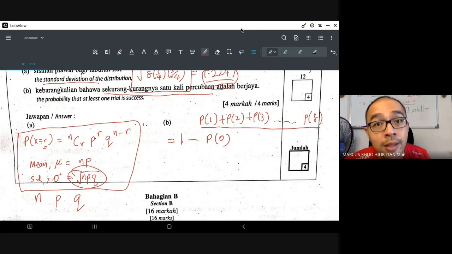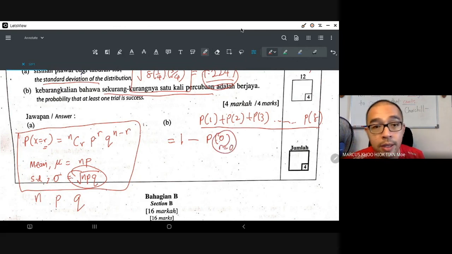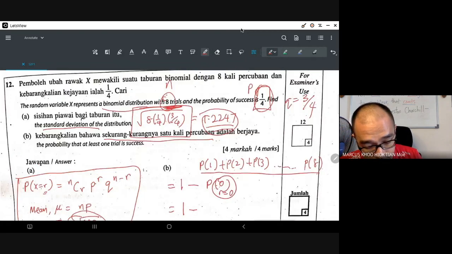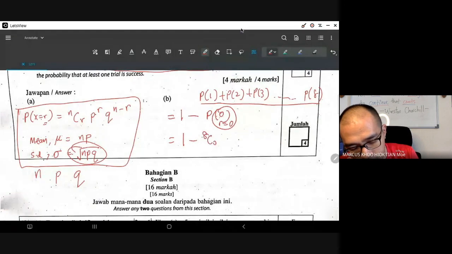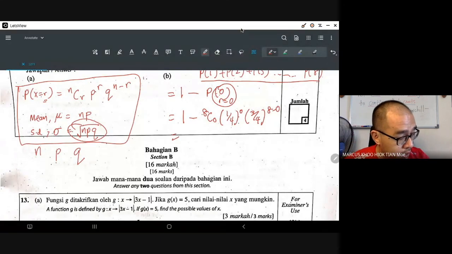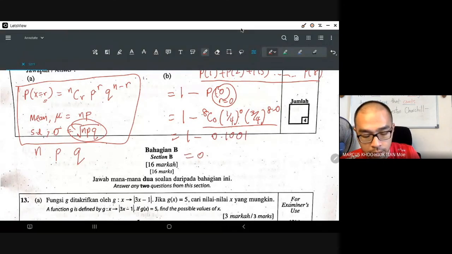And the first probability is the probability when r equals to 0. This one. Okay, it's always the first probability. Okay, never forget that. So 1 minus, what is our n? Our n is 8. Okay, 8C0. Our value of p is 1 over 4. 1 over 4 to the power 0. 3 over 4 to the power 8 minus 0. Okay, and you should get the value of 1 minus, this will give you 0.1001, which is about 0.899.